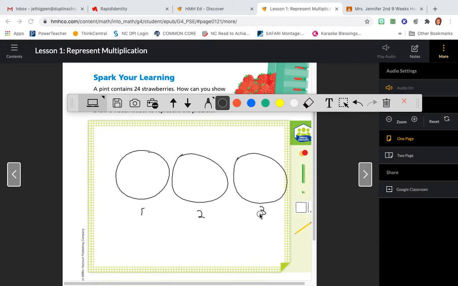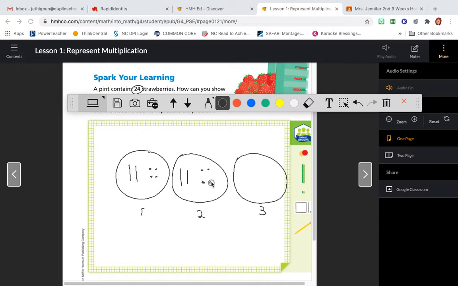Now there's different ways to do this. I think for just saving time today, I'm going to actually use base 10 blocks. I know that my number is 24, so I know that I need 2 10s and 4 1s in each group.